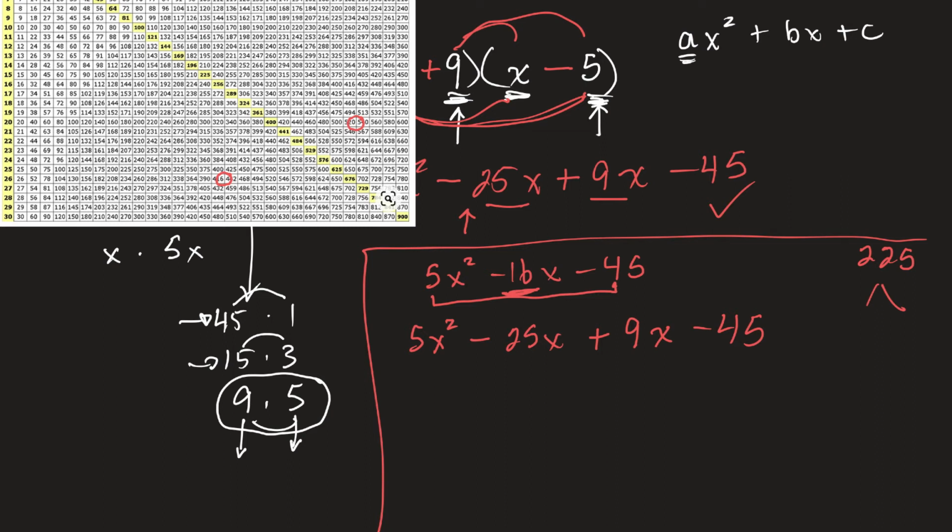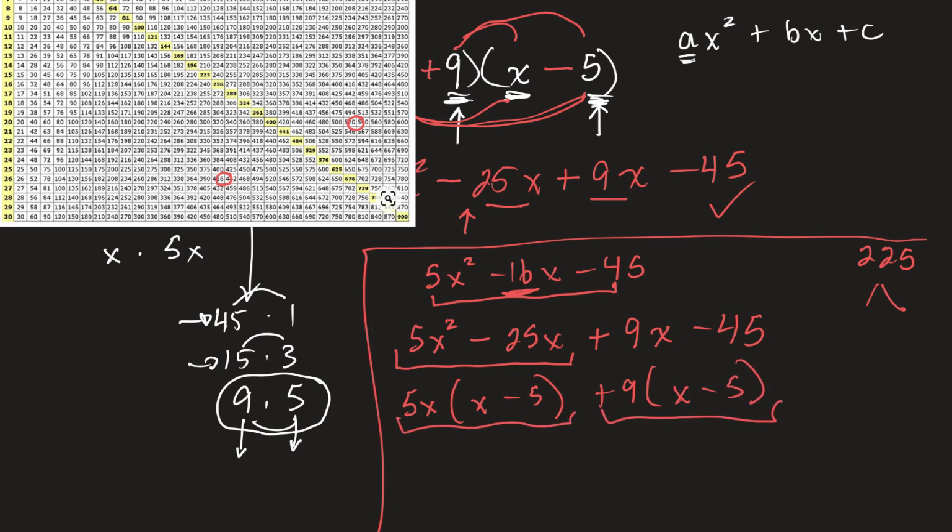Okay, and then I'll group factor. So factor out a 5x there, left with x minus 5. Factor out a 9, left with x minus 5. So here's a term, here's a term. They each have an x minus 5 that I can factor out. Once it goes out, then I'm left with 5x plus 9. And I'm going to get the same answer as I had before. So that's the AC method. Let me try another question.